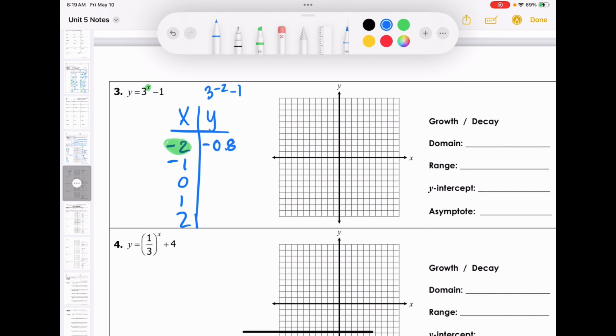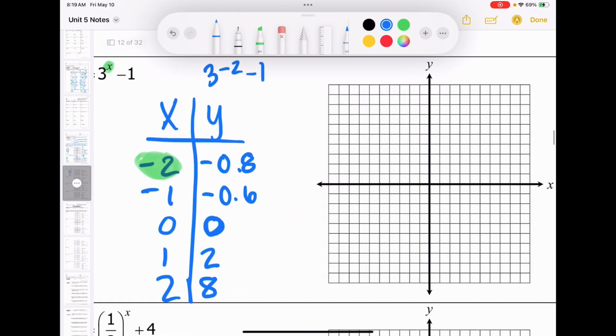Then I'm going to do 3 to the -1 minus 1, which gives me -2/3, but I want the decimal, so I do -2 divided by 3. That gives me -0.6. Now I'm going to plug in 0, and that's going to give me 0. I'm going to plug in a 1. That's going to give me 2. And then I'm going to plug in a 2, and that gives me 8.